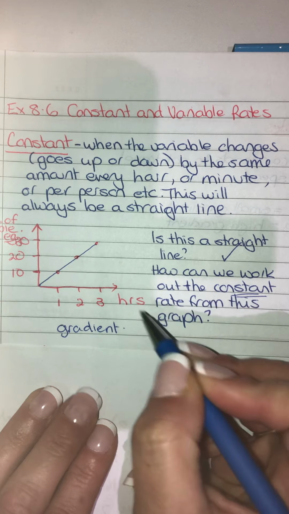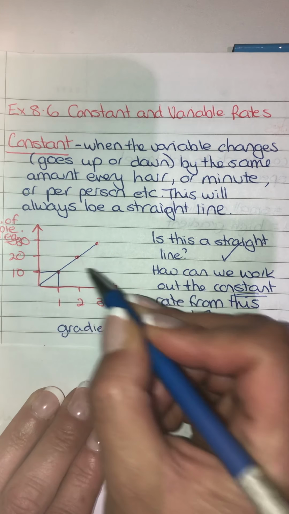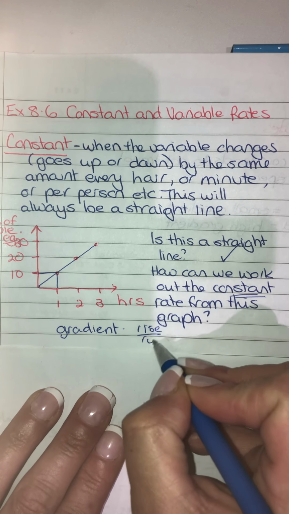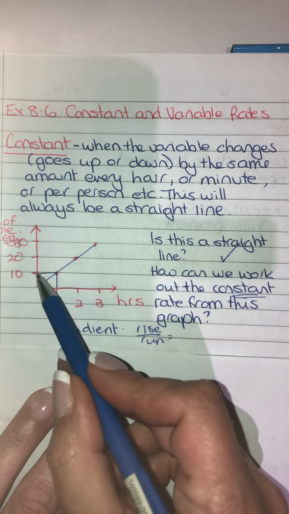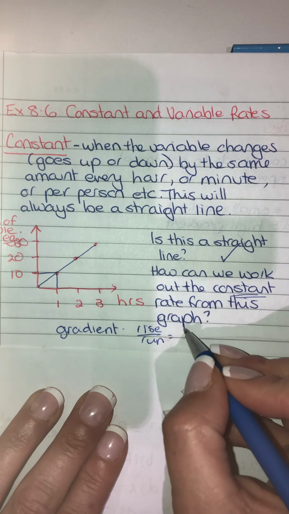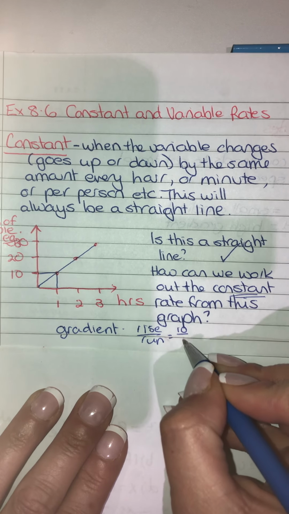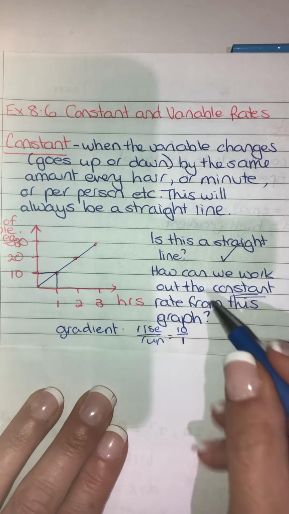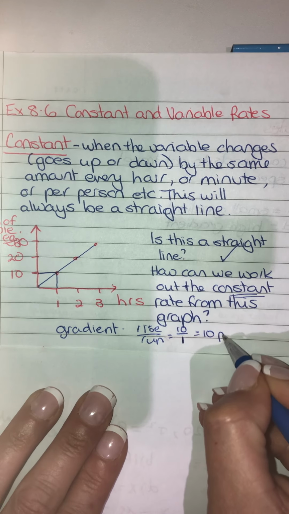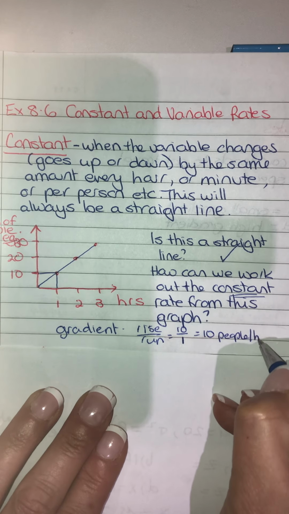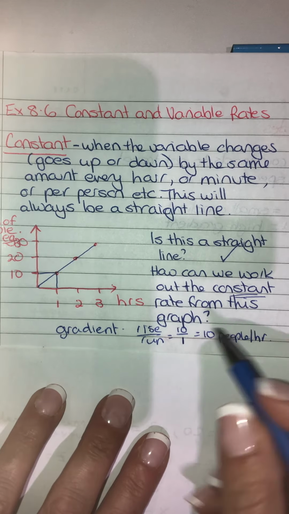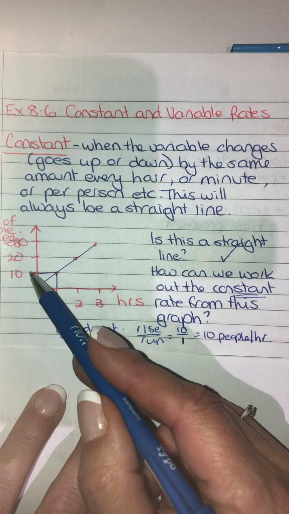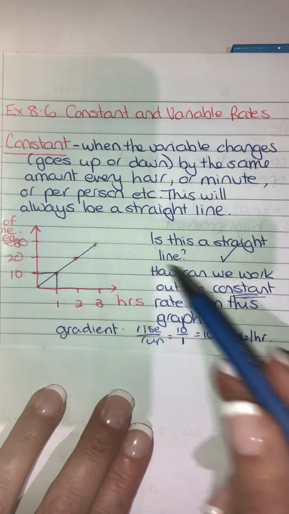When you've got a graph like this, I think the easiest way of working out the gradient is rise over run. So if we look at this graph, we ask, how far did we go up? We go 10 people every 1 hour. We go up 10 and we go across 1. So the rate is 10 people per hour. And as I was saying before, this is a constant rate because in the next hour, there's another 10 people. The difference between 20 and 10 is 10, and so on for the next one.